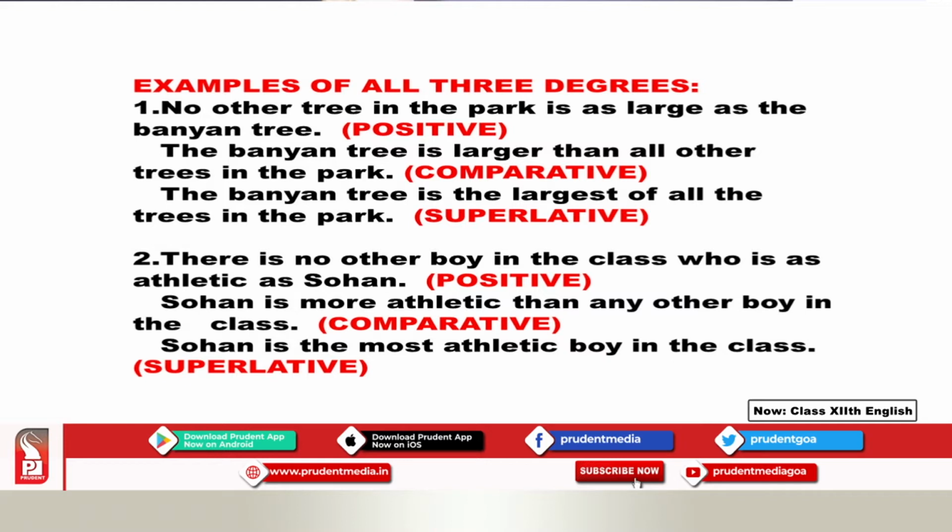Let's look at the second example, starting with positive. There is no other boy in the class who is as athletic as Sohan. Now the comparative. Sohan is more athletic than any other boy in the class. And the third, the superlative. Sohan is the most athletic boy in the class.